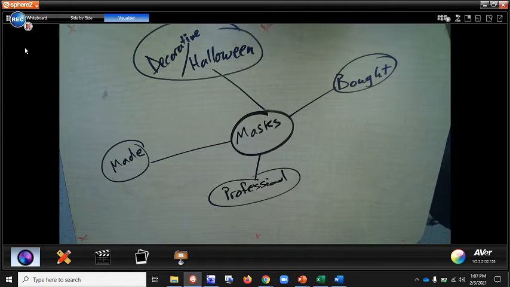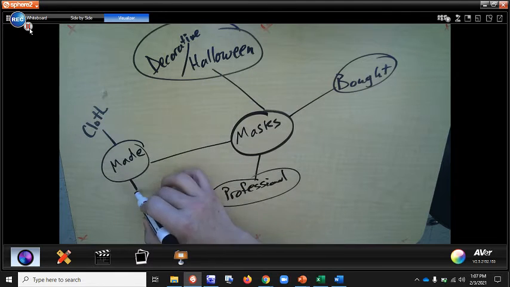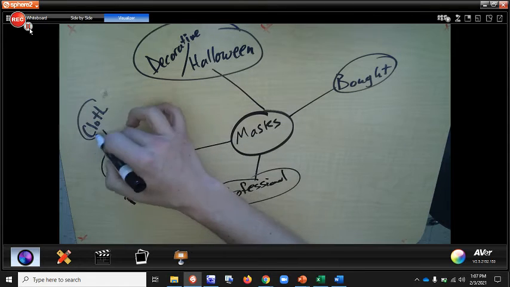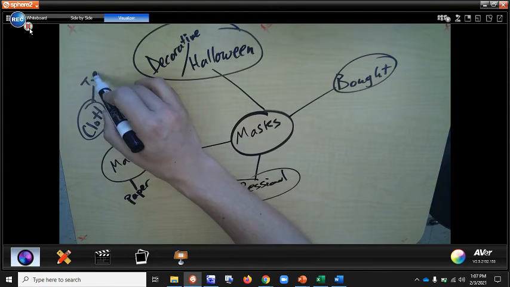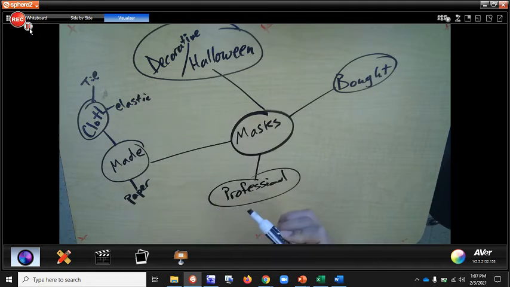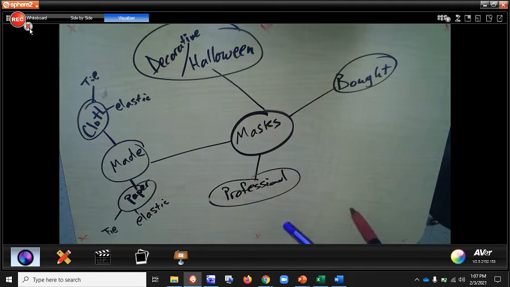So the first one let's talk about is made masks. So these are either going to be cloth or paper. And from there, we can either tie them or use elastic. All right, and so for paper, kind of the same thing. They're either going to be tied or elastic again. And from there, we could pretty much determine what we're talking about as far as homemade masks go.